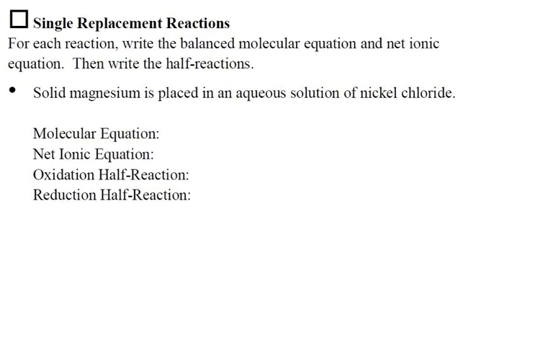The other part here is about some single replacement reactions. For each reaction, write the balanced molecular equation and then the net ionic equation, then write the half reactions. Let's go through that. We have to think about the solid magnesium, Mg. It's not an ion because it's not in a compound. It is placed in an aqueous solution of nickel chloride. We know nickel's 2 plus and Cl minus, so this is going to be NiCl2.